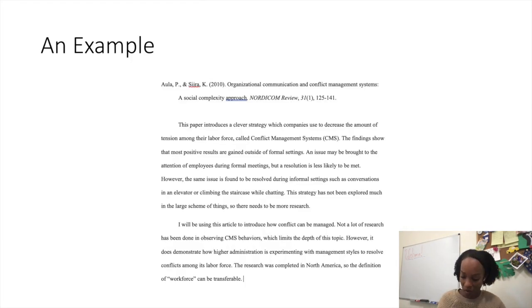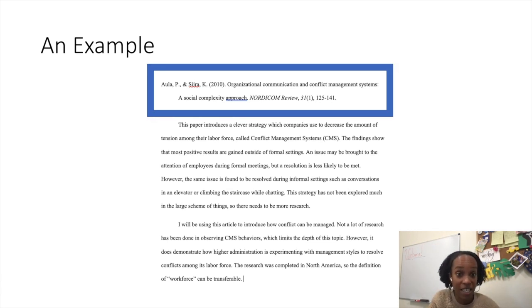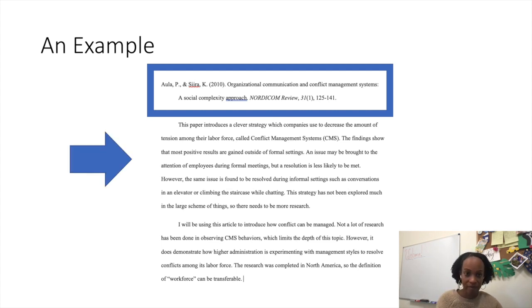Here's an example. So, first, here we have the citation with the hanging indentation. As you can notice, the second line is indented. That's a hanging indentation. The first part is your summary. I'll read the first sentence. The paper introduces a clever strategy which companies use to decrease the amount of tension among their labor force, called conflict management systems. So we're naming the strategy. We're announcing that it is clever. We're giving a summary of what this paper talks about, and there's a couple more sentences that summarize.